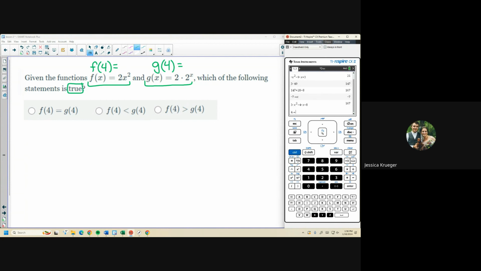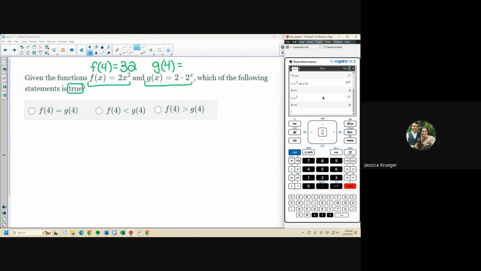Oh, I keep missing the x button. There we go. So now I'll type in f of x. It's 2x squared. Enter. And I get that that is 32. G of 4. I'm still keeping 4 as x, but now my function is different. So if you want, you can go ahead and store 4 as x again.